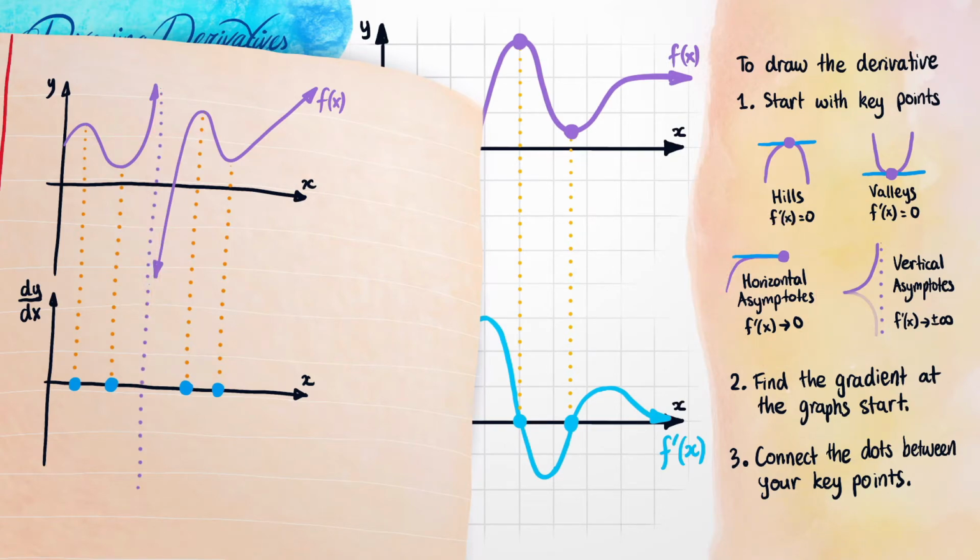Now that we've found all of our key points, we then want to look at the gradient at the start of the graph. If you look at the start of the graph, it looks like a skateboarder riding it would initially be going up, and therefore our initial gradient is actually a positive value.